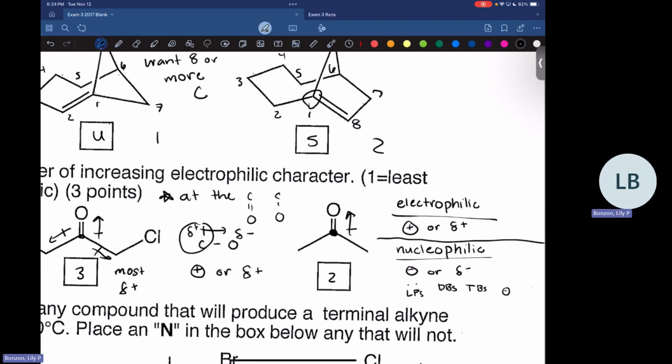Yes. Yeah. That electron density is being pulled away. So that means there's less negative electrons. So that means it's going to be more positive.